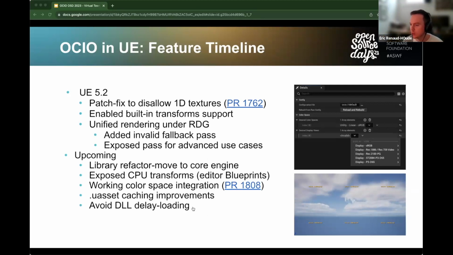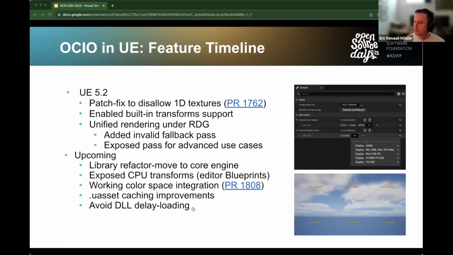We also enabled built-in transform support quite easily just by essentially letting users provide URIs. So that was nice and convenient. And at that stage, we also simplified our rendering just using our render dependency graph API. And this meant that we could collapse the rendering into a single pass function that's now public for advanced users. And it also has a fallback behavior. So if something on the config changes and your color settings become invalid, we just display this invalid error message now, and it helps with debugging issues if this occurs.